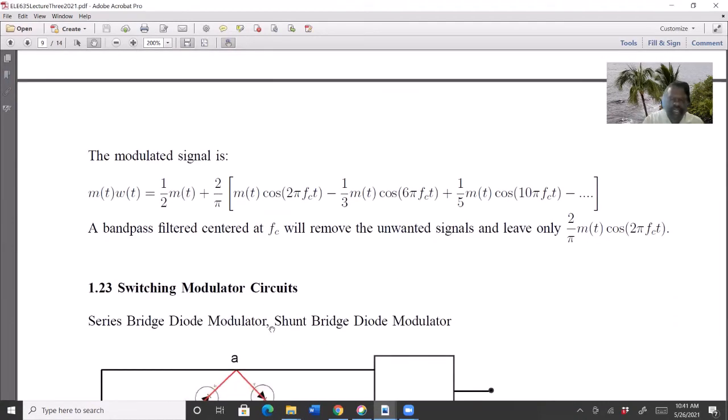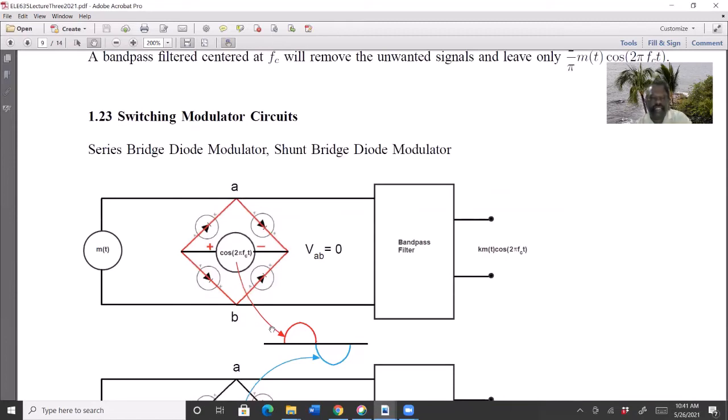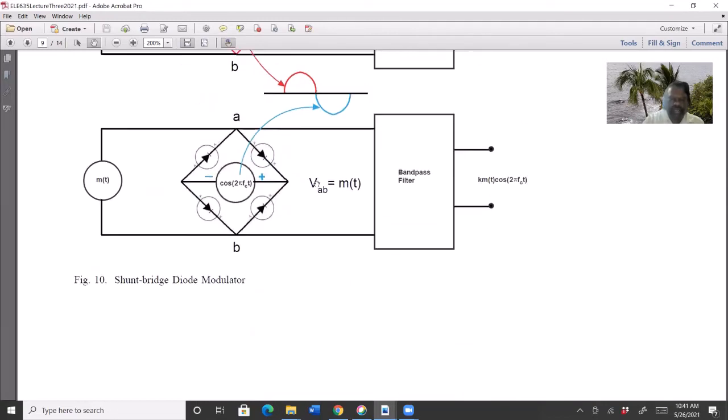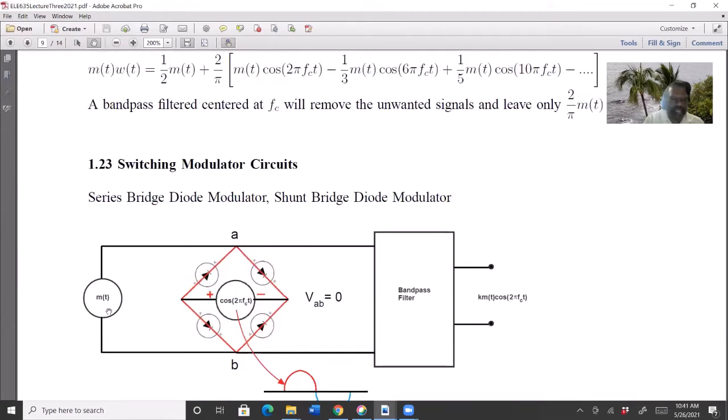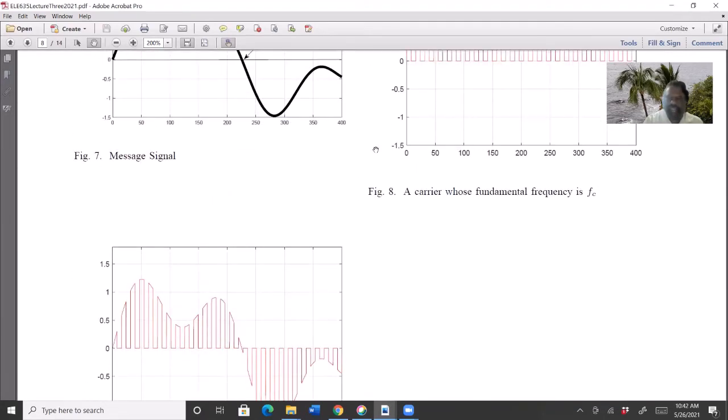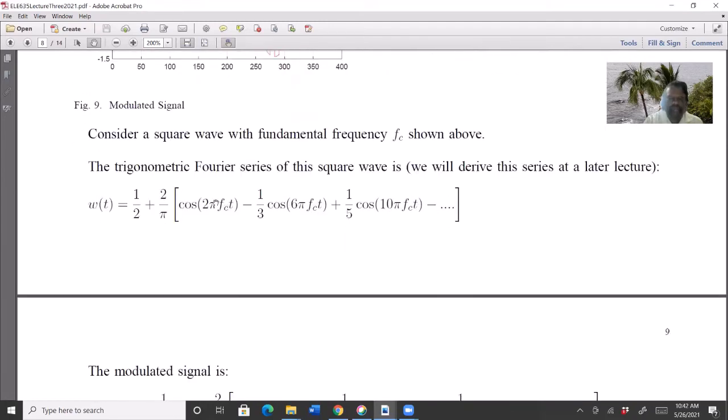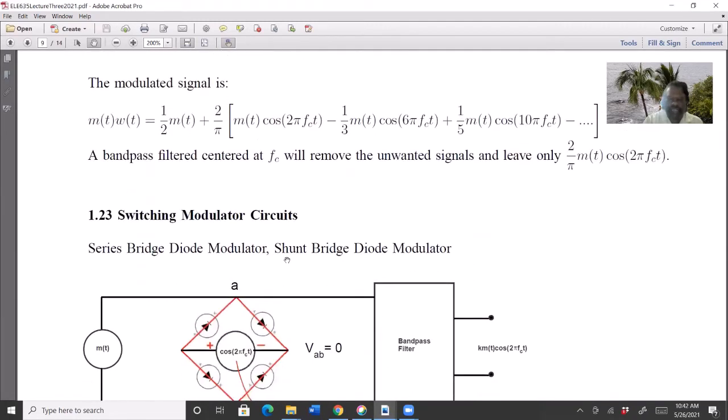So this is the theory which I explained, and here is the magical circuit that does it. Okay, so switching modulator circuit, there are three kinds, and we are going to study only one, and this one is called the shunt bridge diode modulator. Okay, so basically your message signal is here. You generate cosine 2 pi FC t, but instead of using a nonlinear circuit to multiply this by this, you do this clever arrangement. And the effect of this circuit is basically multiplying by this square wave. This mathematics will be implemented. Okay, and I am going to explain this. Please listen to me carefully.